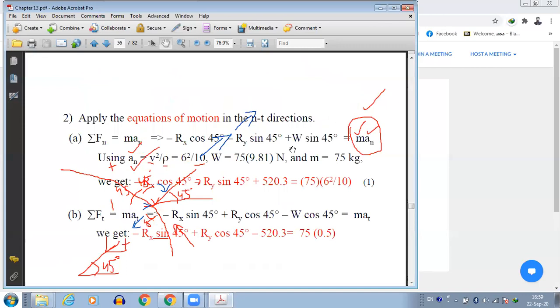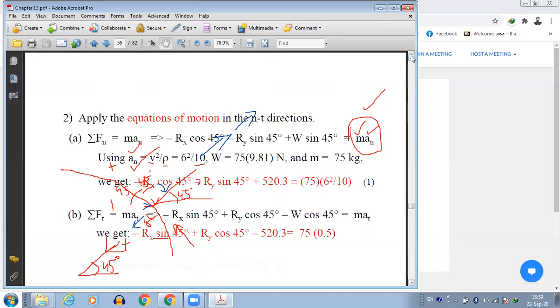Okay. So is it clear so far? Before moving ahead, I need to know if this thing is clear or not. Okay, so let's move ahead. Now in this equation, Rx and Ry are unknown. Now we can make the summation for the forces in the tangential directions equal to MAT.